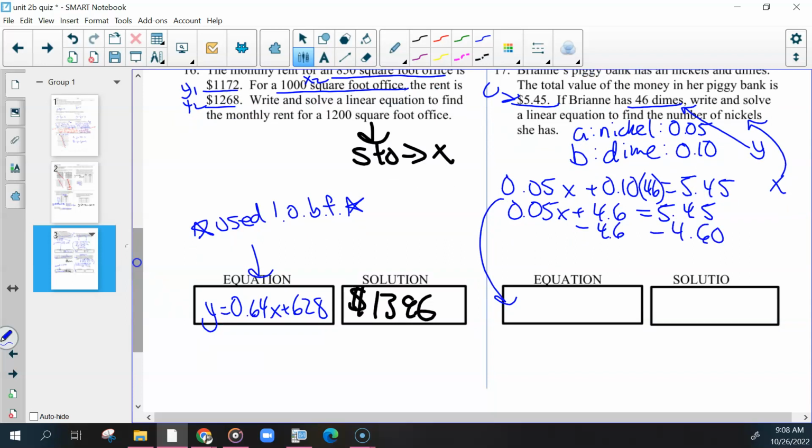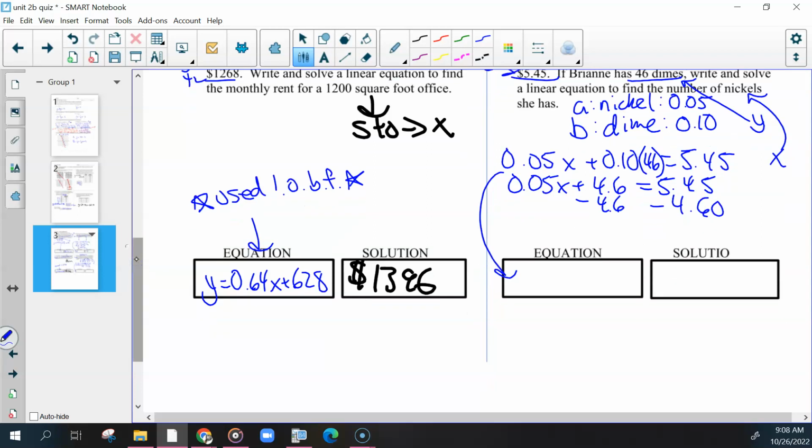Be careful with your decimal points. Some of you were losing those, which was making the answers weird. Also, look back at your answers. The question asked for number of nickels, and some of you were giving me decimals. If you look back at that, you should realize that doesn't make sense for this answer.